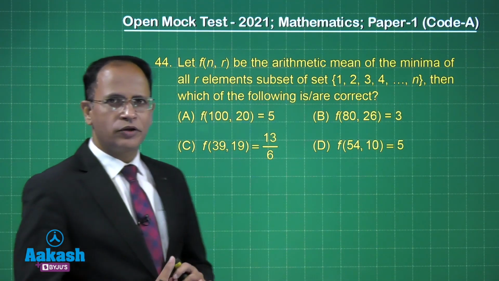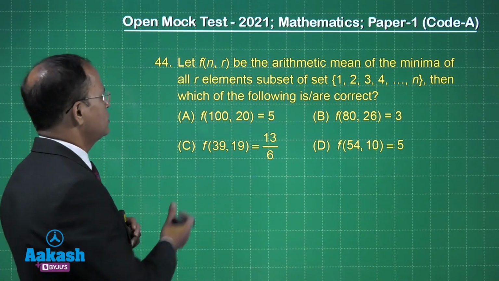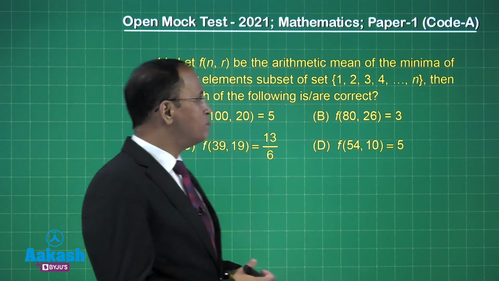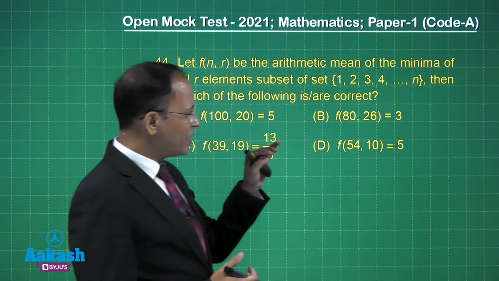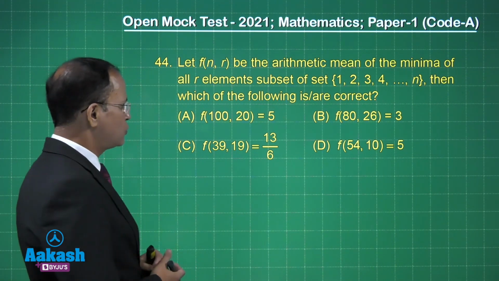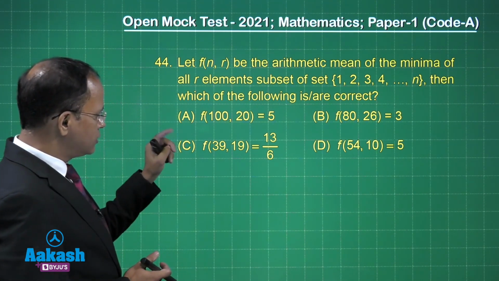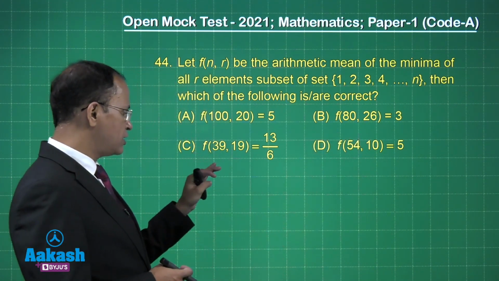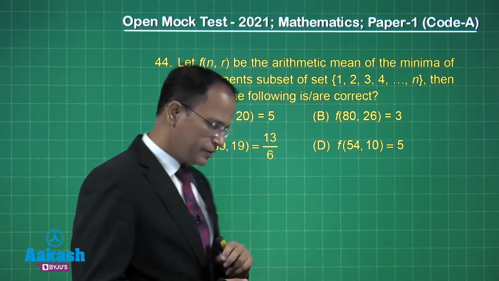Now let's talk about this particular problem. This is question number 44. Let f(n, r), you see here we have been given n and r, be the arithmetic mean of the minima of r element subsets of a set 1 to n. Then which of the following is or are correct? So again, there can be more than one correct answer. f(100, 20) is 5, f(80, 26) is 3, f(39, 19) is 13 by 6, and f(54, 10) is going to be 5.